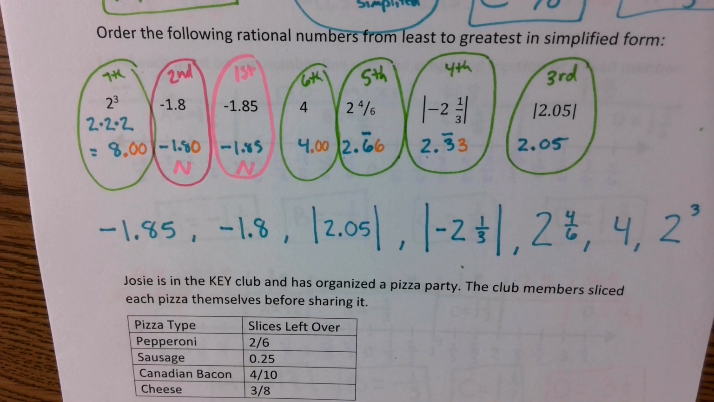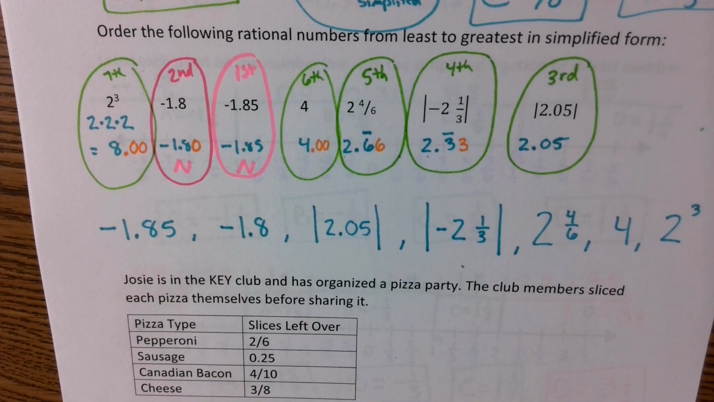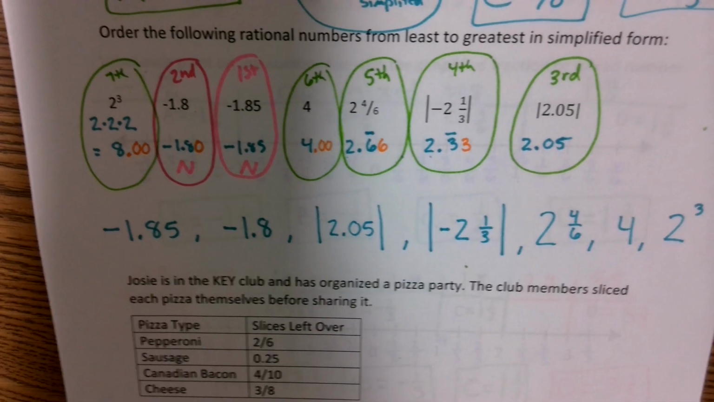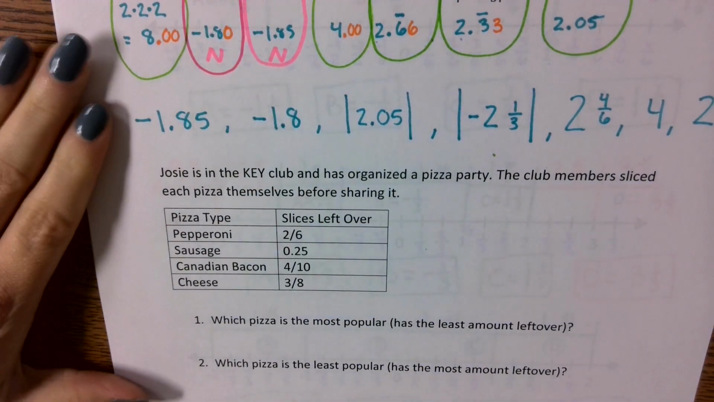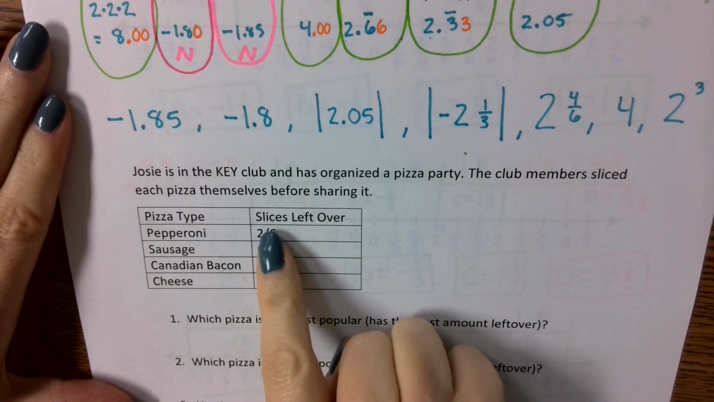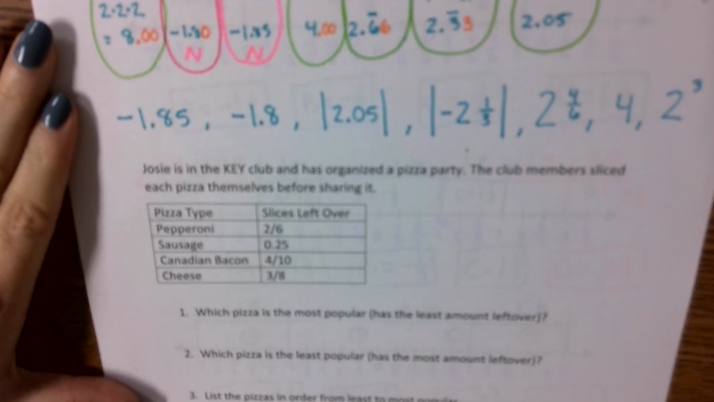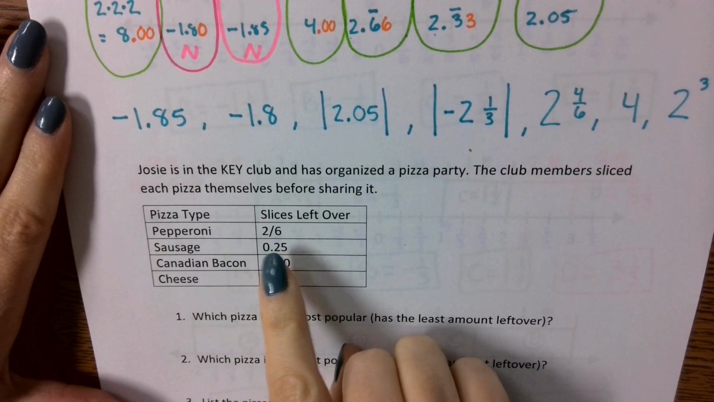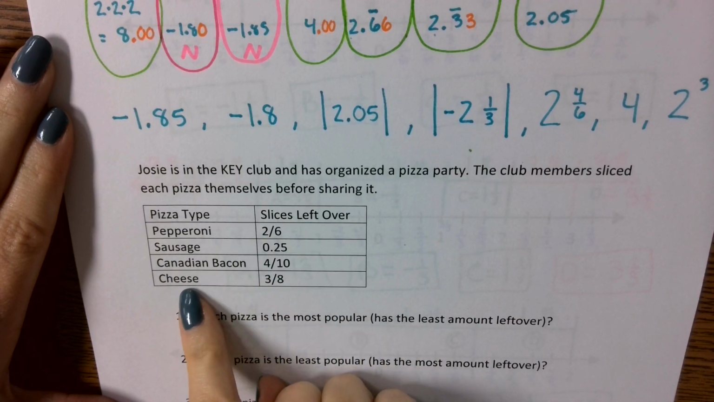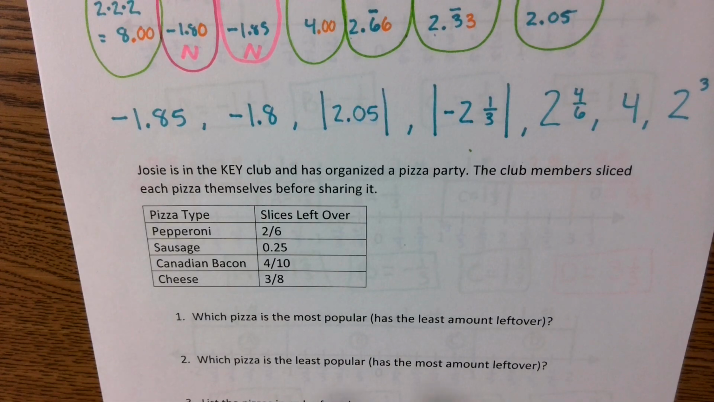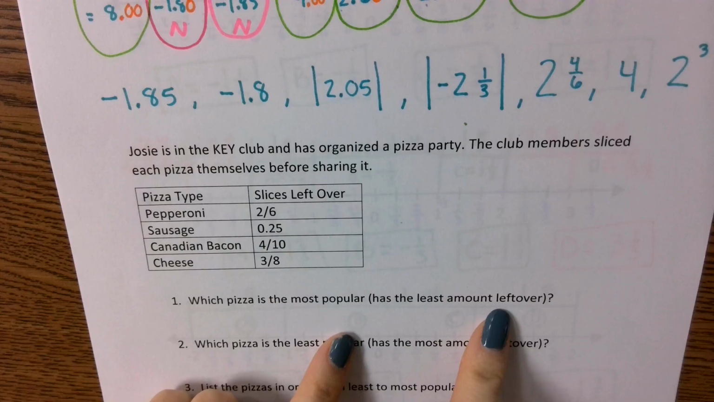Okay, so what we're going to do now is here we've got a problem. Josie is in the Key Club and has organized a pizza party. The club members sliced each pizza themselves before sharing it. So for pepperoni, we have 2/6 of the pizza left over. There's 2 out of 6 slices left over. For sausage, there's 0.25 left over. For Canadian bacon, there's 4/10 left over. For cheese, there's 3/8 left over. We want to know which pizza is the most popular. That means it has the least amount left over.